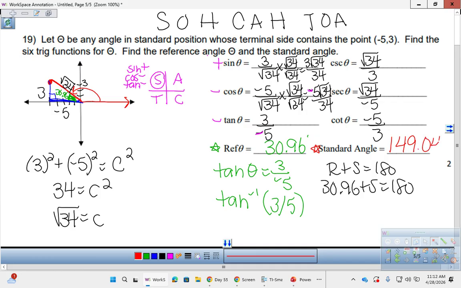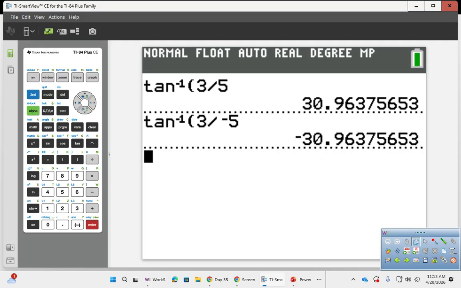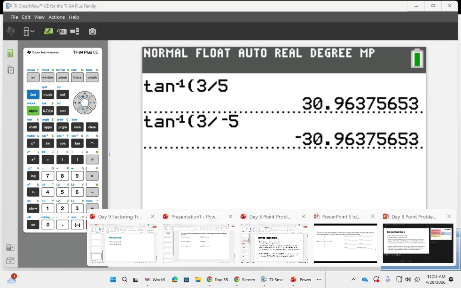149.04. Remember what we said about this angle in the beginning? It's in quadrant 2, so it should be something between 90 and 180. And it is. Look at you guys, you're doing great. What do we think? Let's try another one.